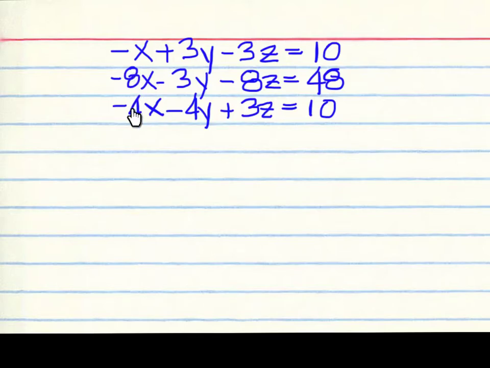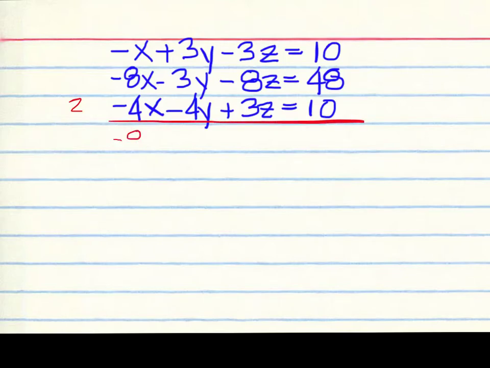We need the same kind of numbers right here. We're going to multiply this bottom by something. What do we multiply it by to get an 8? Multiply by 2. So if we multiply by 2, we'll leave the second one the same.